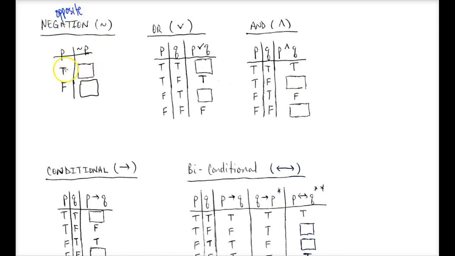So in doing that, if we know that a statement P is true, then the opposite of that is false. And if we know that a statement P is false, then the opposite of that is true.